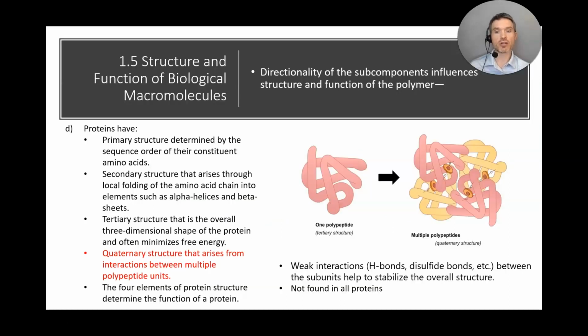The fourth and final structure is the quaternary structure, and this arises from interactions between multiple polypeptide units. Not all proteins have more than one polypeptide chain. However, some proteins have more than one, and this is where we get into the quaternary structure. 2 or more polypeptide chains are going to interact with one another, and these interactions are usually weak interactions, and they consist of hydrogen bonds, disulfide bonds, and these are usually between subunits that help stabilize the overall structure.